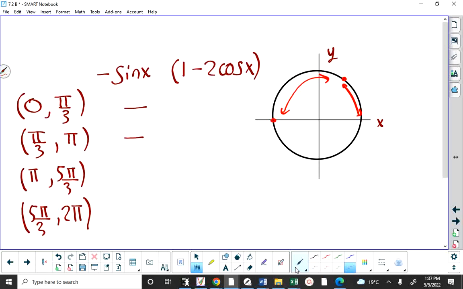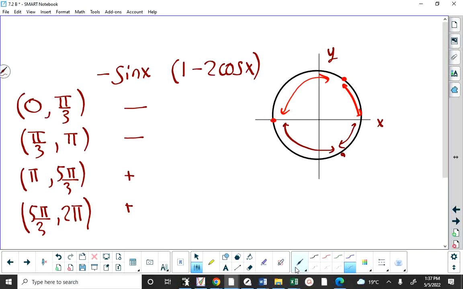As soon as I dip below in this region or this region, sine of x is negative, so negative sine of x is positive. But what I'm saying is I know from experience that some students need to take their calculator and go negative sine in radian mode and pick a number that's between 0 and pi over 3, like 0.2.